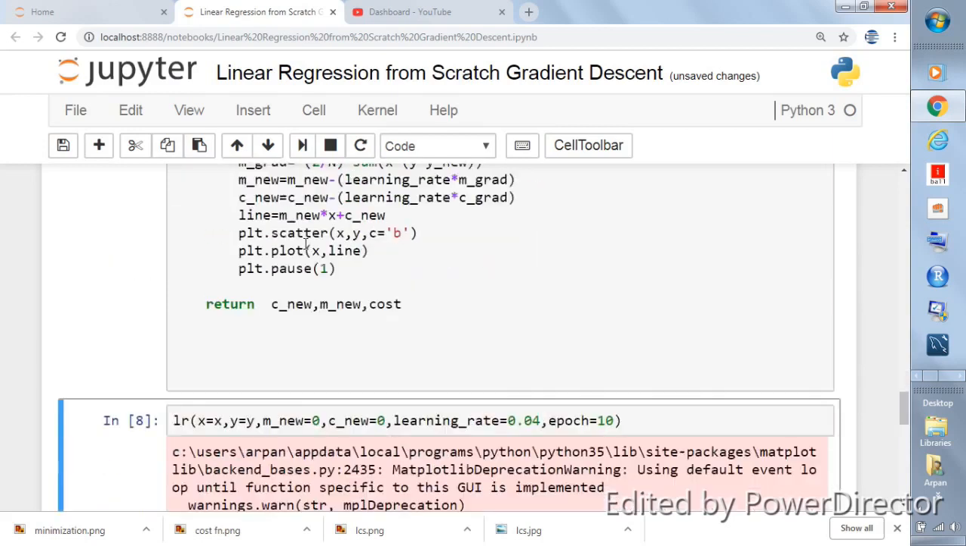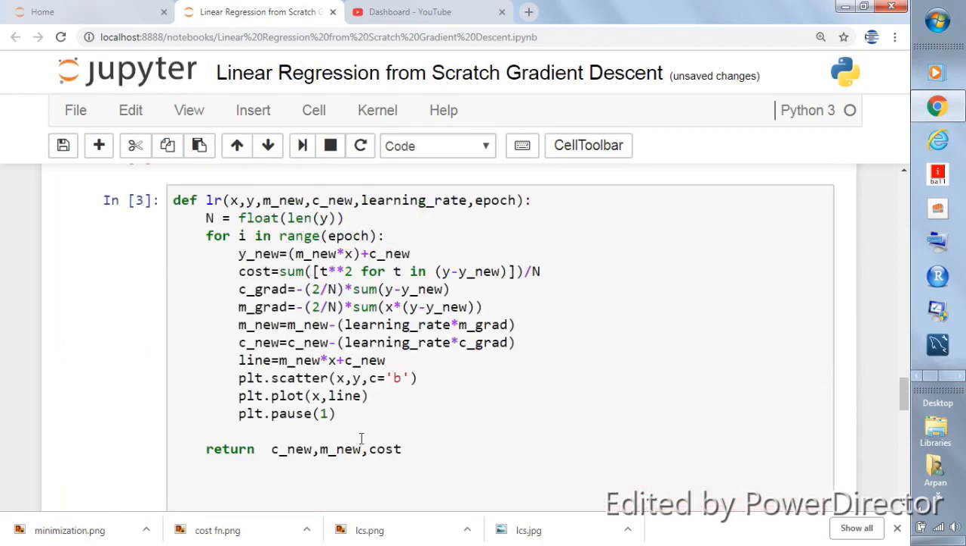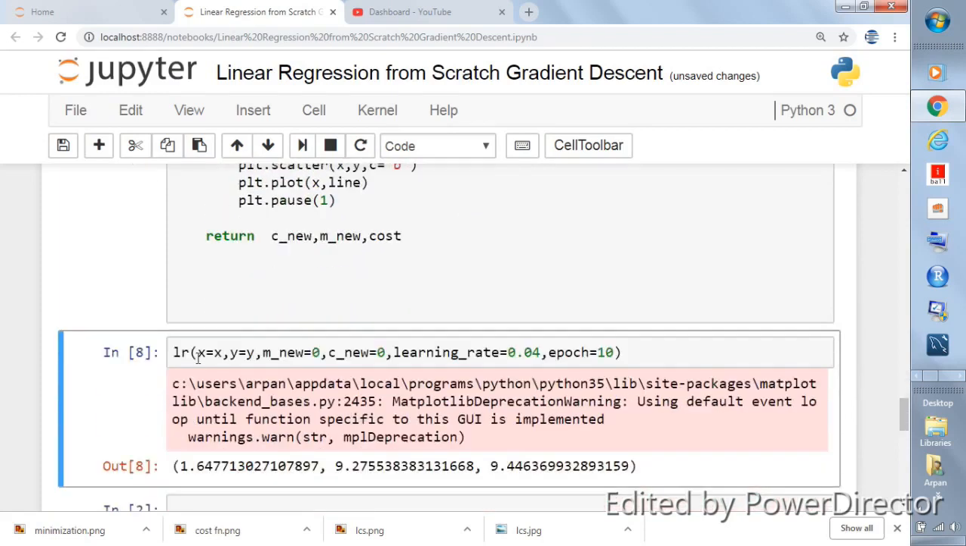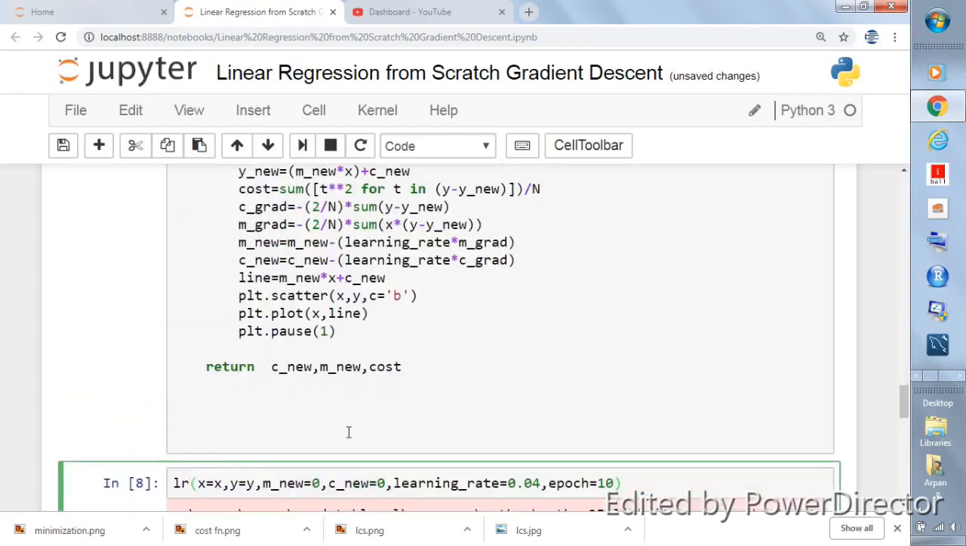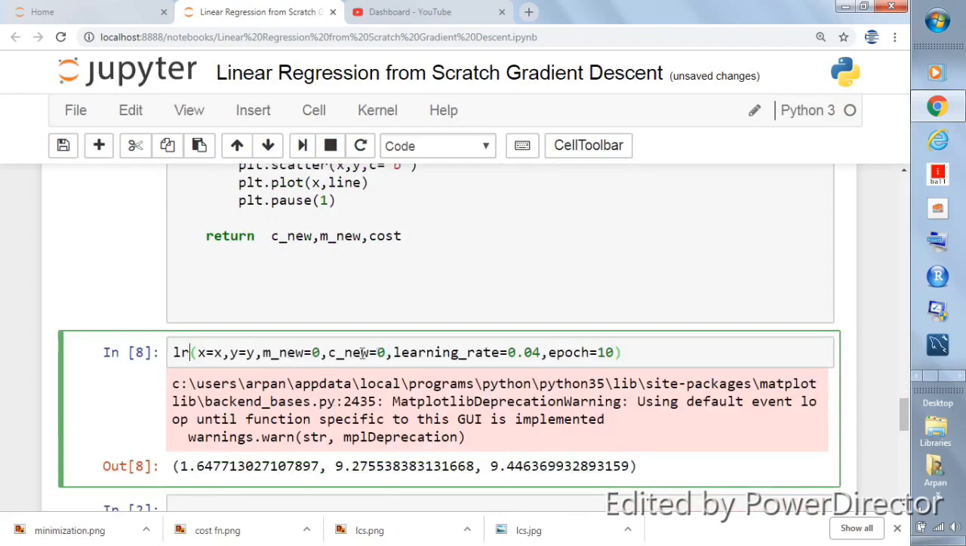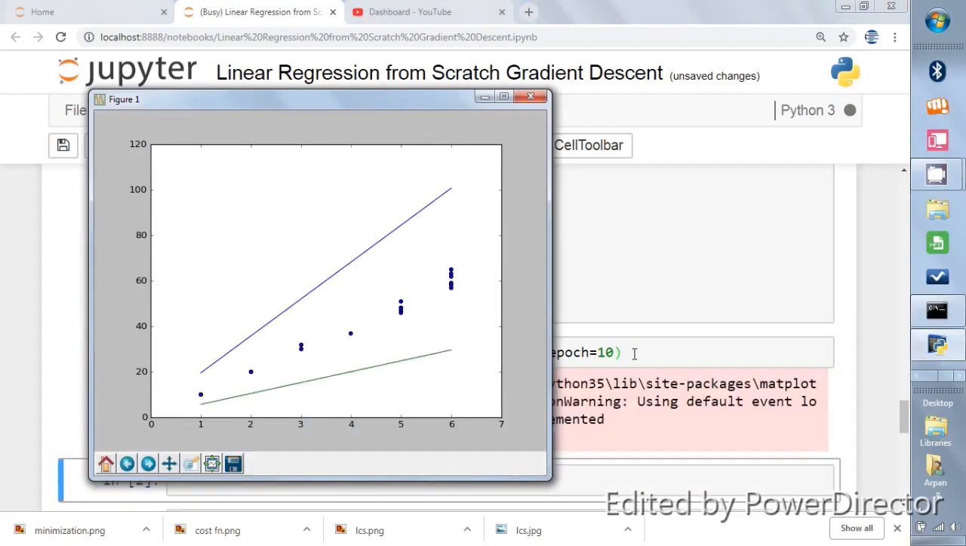After all the iterations, it will return the updated values. So we will just run x is equal to x, y is equal to y, which we will define there, and m new 0, that is the initial values. We can choose anything. Learning rate, we just chose 0.04, and epoch just 10 iterations. We want to run this stochastic gradient descent, and we will look at the dynamic visualization of how the line is trying to move towards the best fit for the data we have. So it's quite cool. Let's see. As you can see, it is trying to come towards the data cloud.